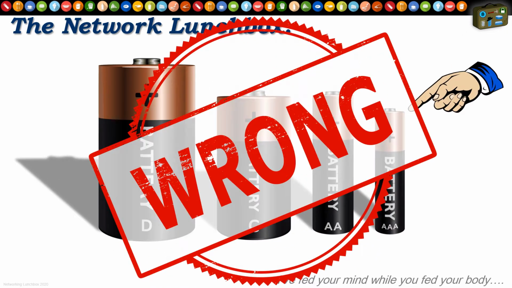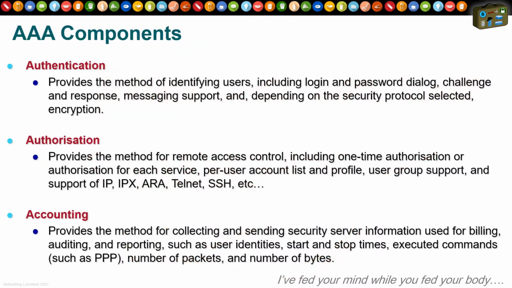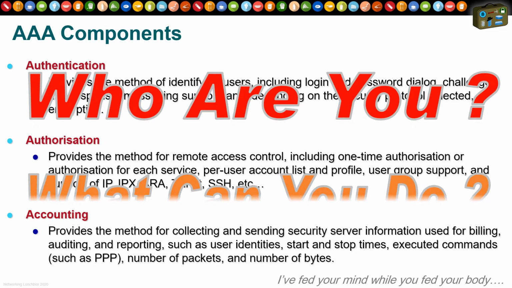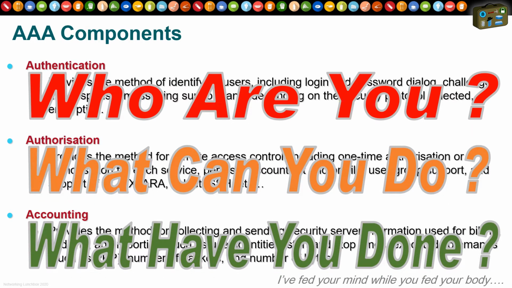No, not this kind of AAA. This is what we're looking at today: authentication, authorization, and accounting. Now we've got lots of big fancy words here, letting us all know the difference between authentication, authorization, and accounting, the three primary pillars of the AAA model. But this is what we're really here for. Authentication: who are you? Authorization: what can you do? Accounting: what have you done?